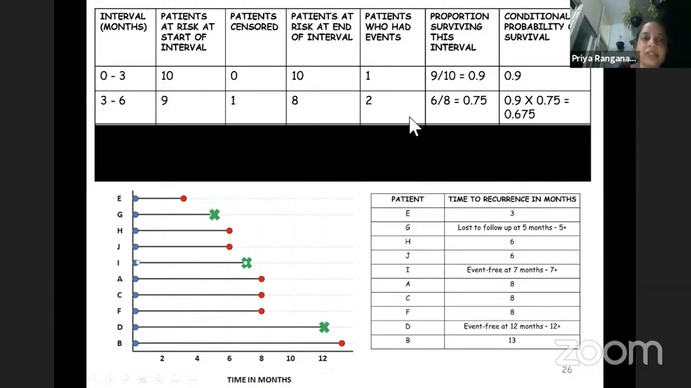Now, normally I make this interactive and ask people what the next interval will be, but I guess that option is not there today.